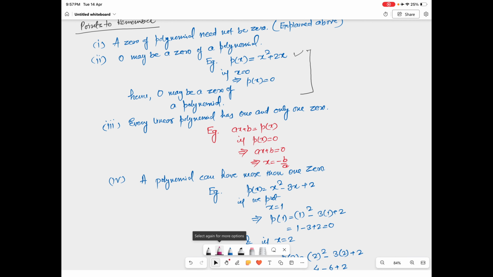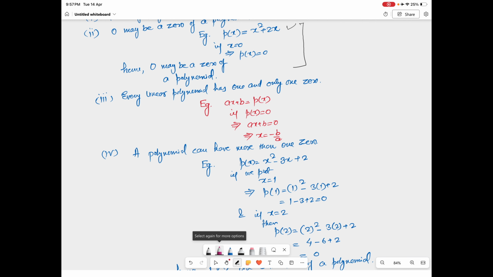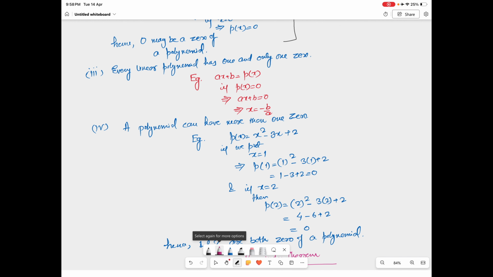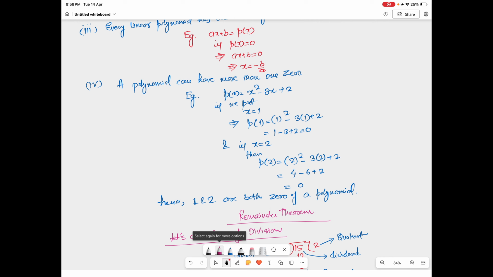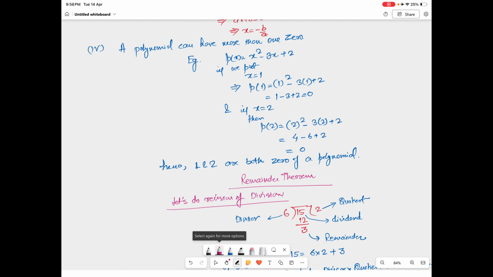Okay. Now, the fourth point is, a polynomial can have more than one zero. This is true. If I take an example, p(x) is equal to x square minus 3x plus 2, which is again a polynomial of degree 2. If I put x is equal to 1, we check that we get the value of p(1) is equal to 0. But if I put x is equal to 2 also, then we will get the value of polynomial p(2) is equal to 0. Therefore, a polynomial can have more than one zero.